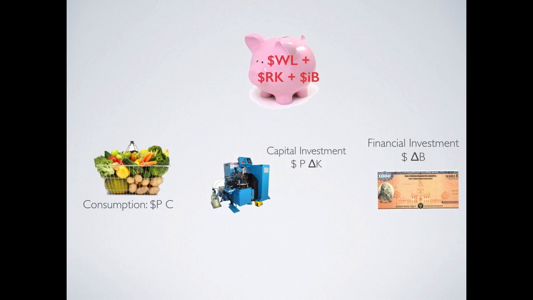So in general, we have this piggy money, which represents income flow, that has to be equal to the sum of these three possible expenditure and saving. So on the left-hand side is the budget constraint representing the income flow of the household. And on the right-hand side will be the outflow, which can come from consumption or capital investment or financial investment.